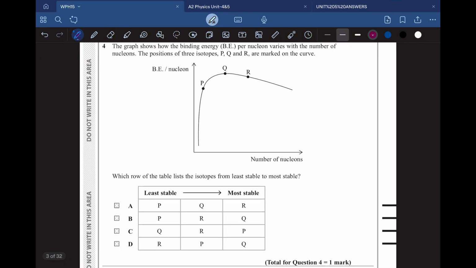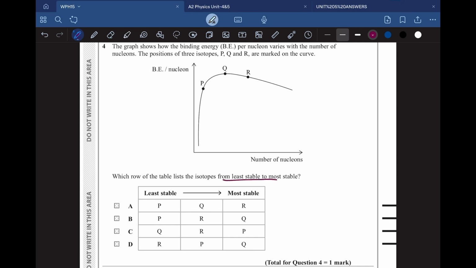Now the next question says the diagram shows how the binding energy per nucleon varies with the number of nucleons. The positions of the three isotopes P, Q, R are marked on the curve. Which row of the table lists the isotopes from the least stable to the most stable?